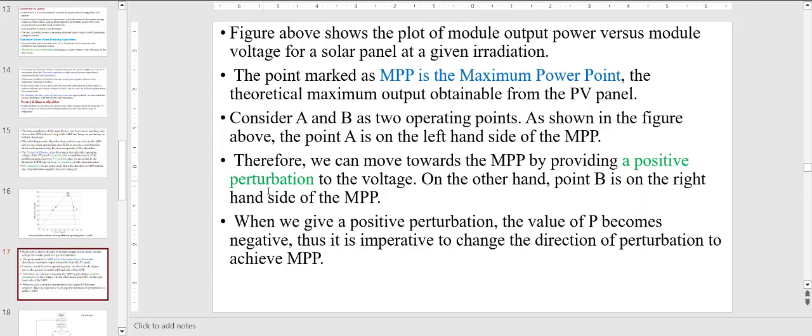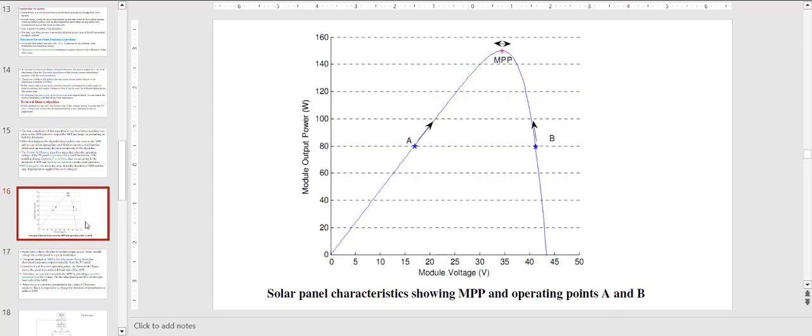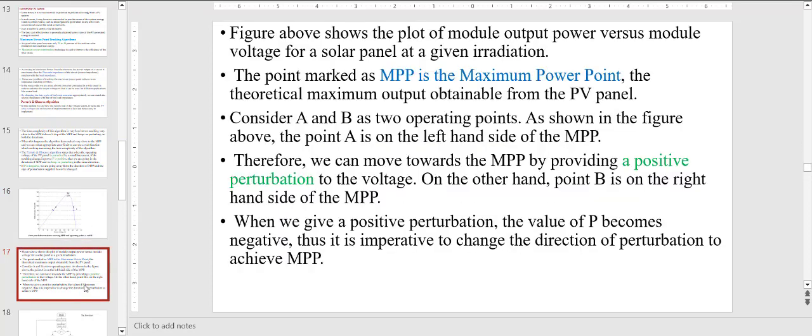MPP is the maximum power point, the theoretical maximum output obtained from the PV panel. This maximum power point is according to the maximum power transfer theorem, which applies when the load impedance is the complex conjugate of the source impedance. That is the point corresponding to the maximum power point. So this algorithm is attempting to achieve that point.